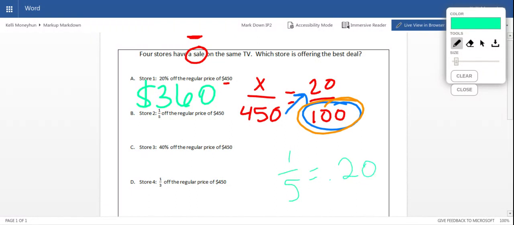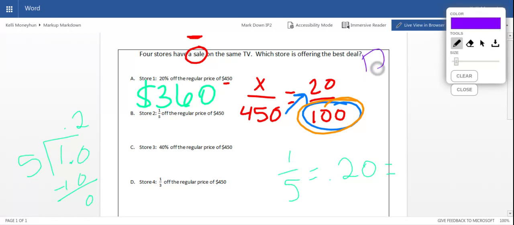is 0.20 or 0.2. If you don't believe me, you can do top in, bottom out, top in, bottom out, and then you will end up getting the same answer. Okay? Now, why is this good news? Well, because what is 0.2 or 0.20 as a percent? How do you go from decimal to percent?